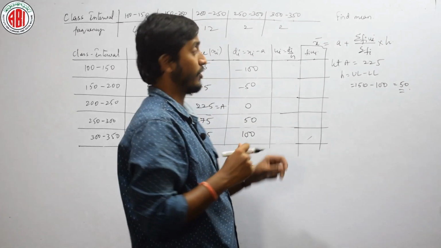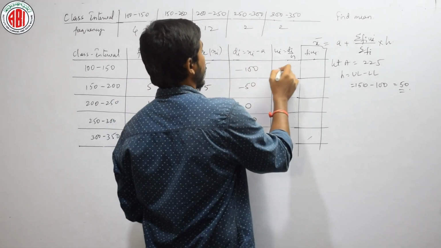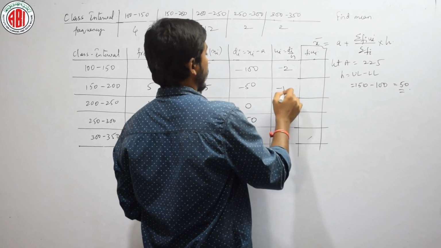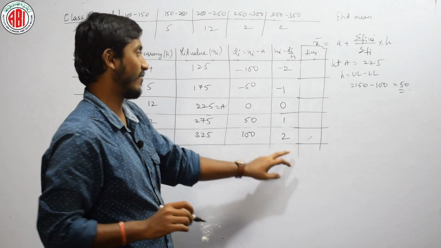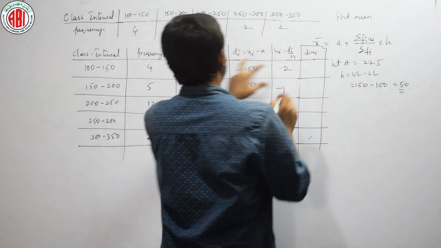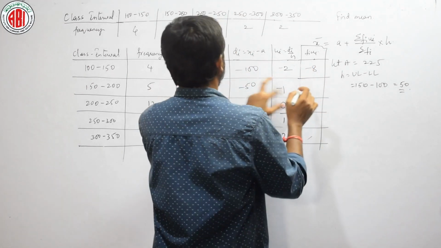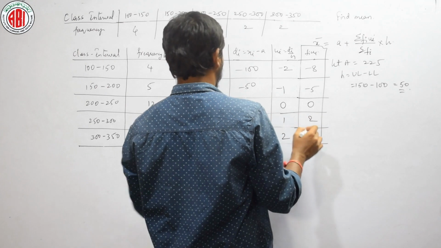Let us substitute it. ui is di by h: minus 100 by 50 is minus 2, minus 50 by 50 is minus 1, 0, 1 and 2. Most probably this will be standard in most of the sums. The next is fi ui: 4 2s are 8, 5 1s are 5, 12 into 0 is 0, 2 1s are 2, 2 2s are 4.